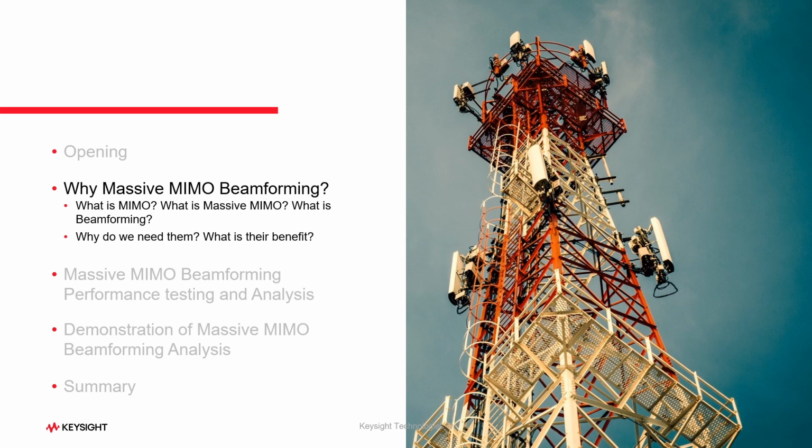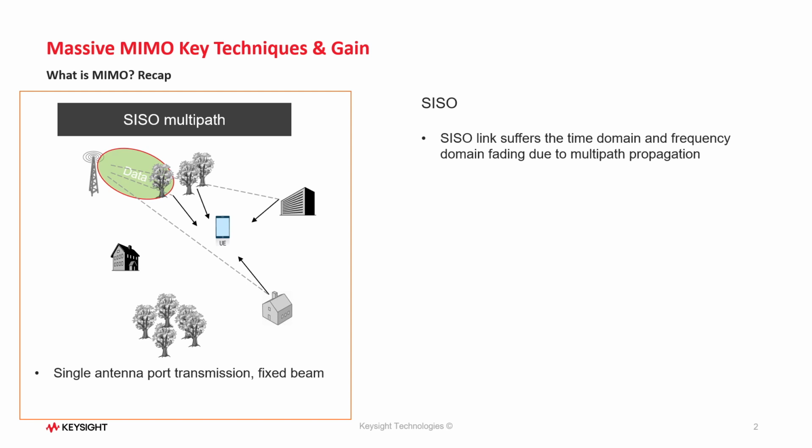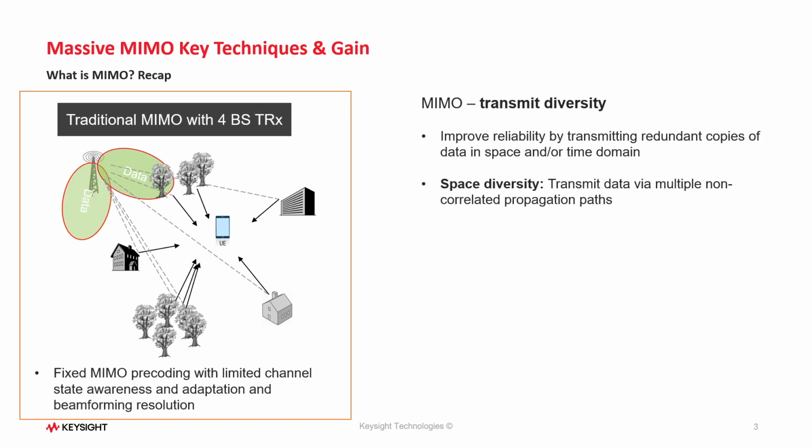Now I'm going to tell you about the basics of MIMO and massive MIMO, and about the benefits of massive MIMO, and some high-level description on how it works. So starting from very basics, to understand what is MIMO. Single antenna transmission suffers from fading due to the multipath propagation. That can be mitigated by MIMO.